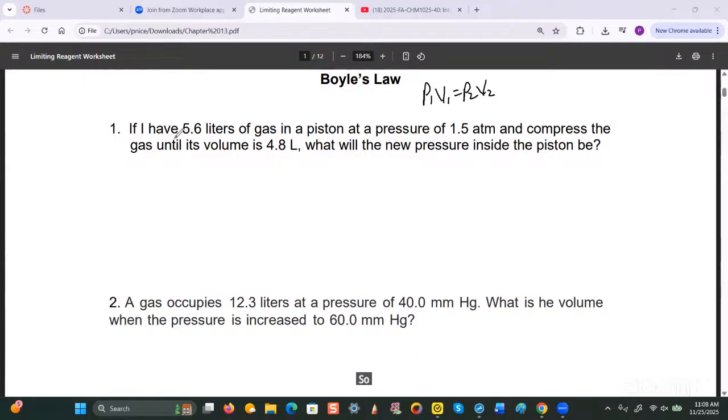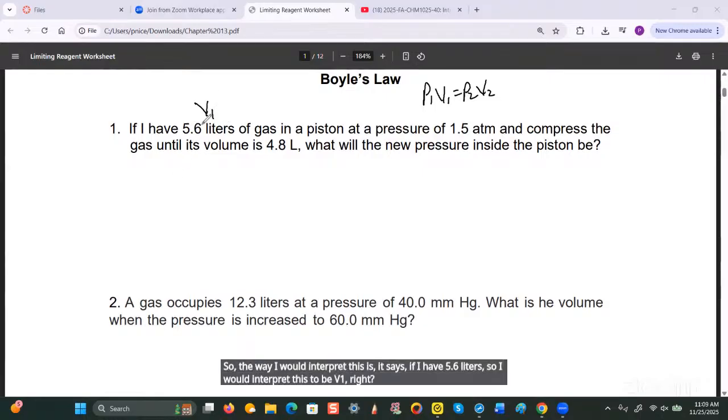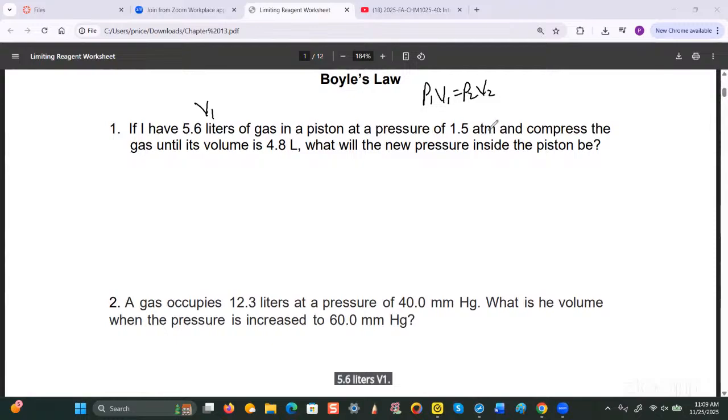So the way I would interpret this is it says if I have 5.6 liters, so I would interpret this to be V1, right? 5.6 liters, V1, at a pressure of 1.5 atmospheres. So that would be P1, right? And then the question goes on to say, and compress the gas until its volume is 4.8 liters. So that would be V2, right? And the question is asking now, what will the new pressure be? That would be P2, right? So basically you're given V1, V2, and P1, and therefore you can rearrange this equation like this to find P2.